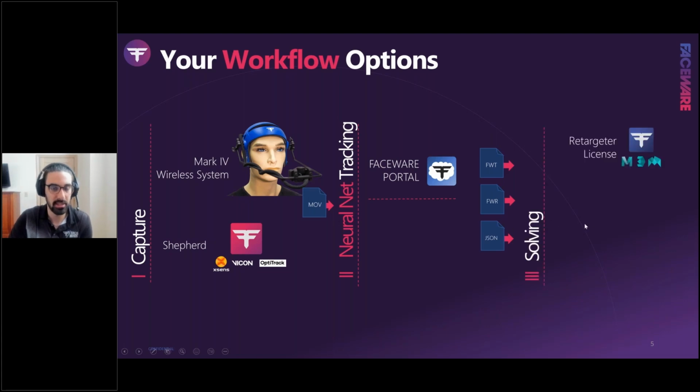On the solving side, if you're familiar with our other product line, Retargeter, for instance, that doesn't change. Faceware Portal feeds right into that. So the tracking data that normally would have come from Analyzer can instead come from Portal. You can use Portal to generate that FWR file that goes into Retargeter. And similarly, that alternate form, the JSON file format, can go as a direct animation pipeline straight into Unreal or Maya or whatever engine your team uses. We'll talk through that too and show you some examples.